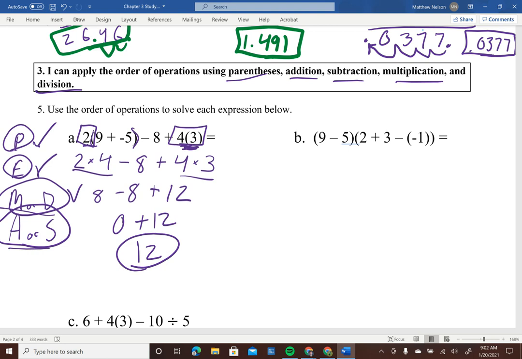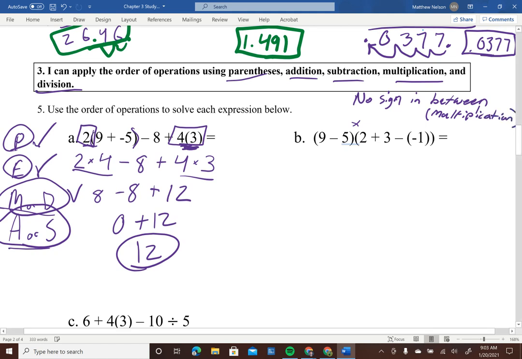So since these 2 groups of parentheses are right next to each other, that's going to tell me multiplication. If there's no sign in between, that means multiplication. So we're going to do the parentheses first.